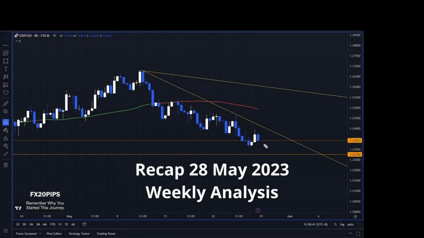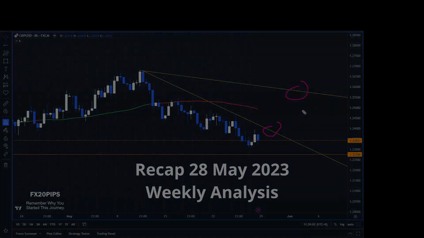So the idea is, if price is to break this trend line and keep going up, just remember there will be a 50 SMA, and once you break this one and keep going up, this is where you will target. Once you break this trend line, you will go to the second trend line, this one and this one.